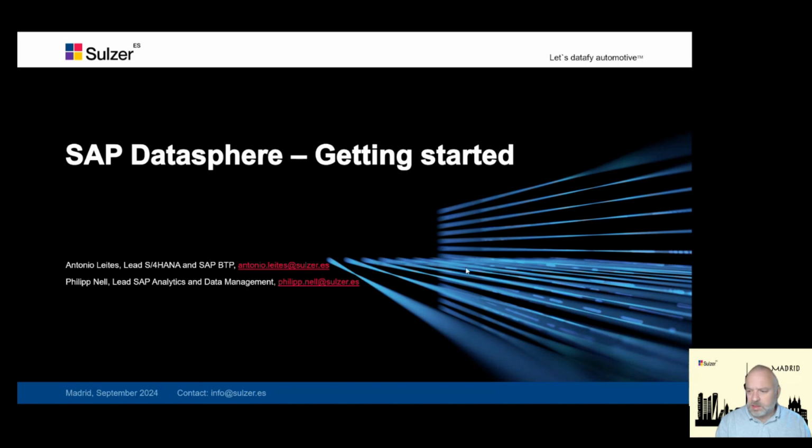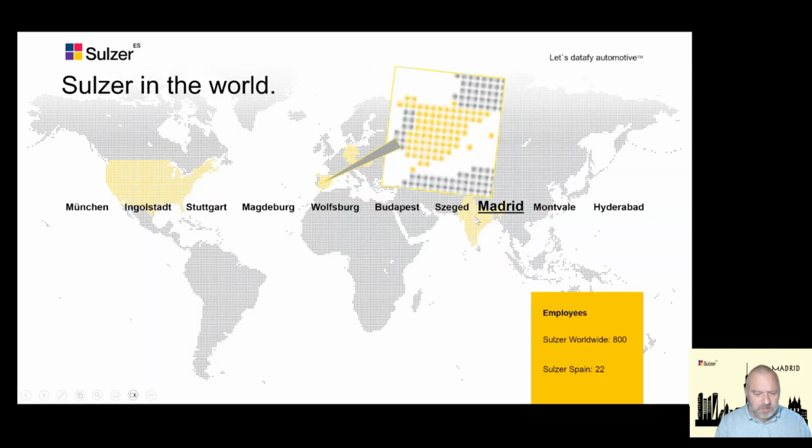And I see that it's not passing the slide. 1 second. Now here we are. Yeah, so Munich, Ingolstadt, Stuttgart, which is Porsche and Daimler, Wolfsburg, which is Volkswagen, and then Sulzer also has other dependencies in Budapest, Szeged, Mount Vale, this is US, and Hyderabad, India, and Sulzer, Spain, which is headquartered in Madrid.